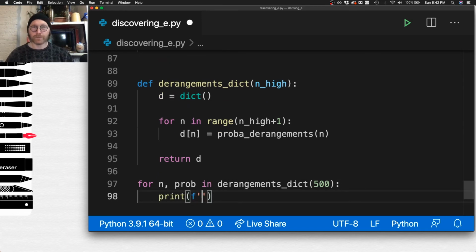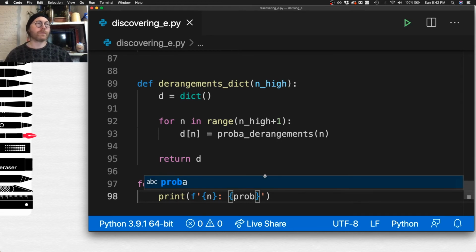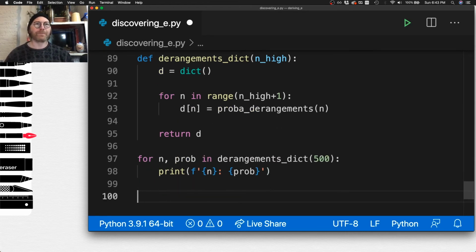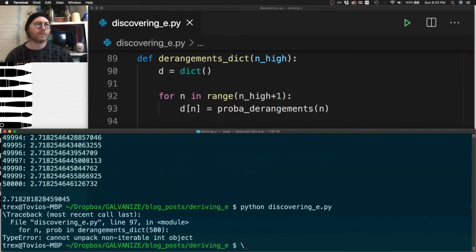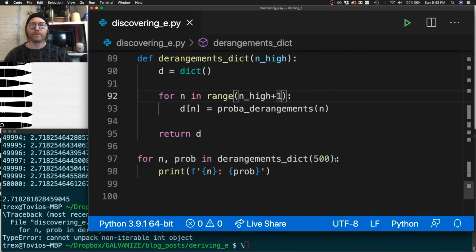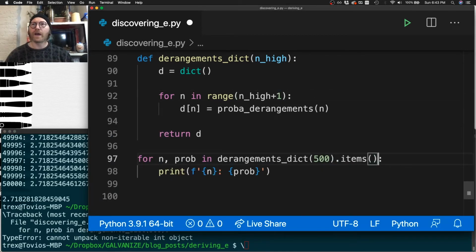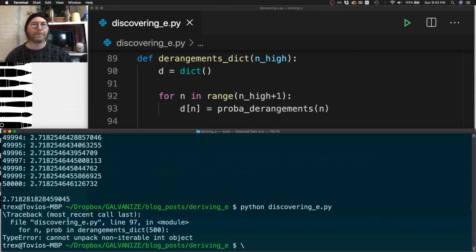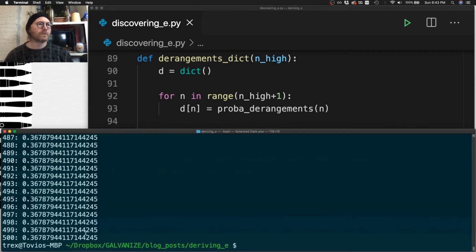And we'll print n and the probability of n derangements. Dot items, I always forget that.